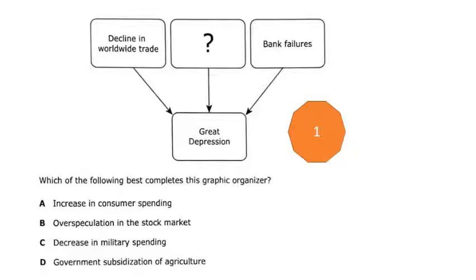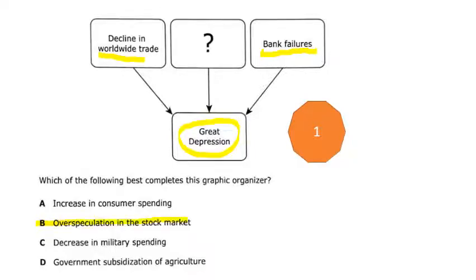So last week, our topic was the Great Depression. These are causes of the Great Depression. So we need to figure out which other answer choice is a cause of the Great Depression. And if you remember from our discussion, and we actually watched a video on this, we talked a lot about the collapse of the stock exchange in New York City due to overspeculation. So the answer would be B.